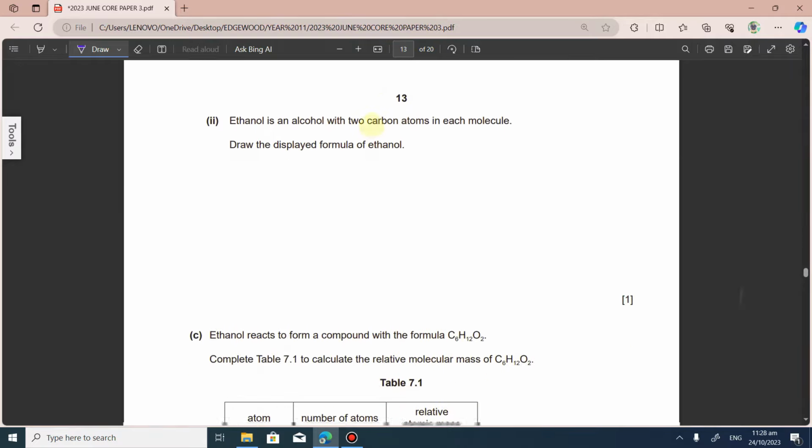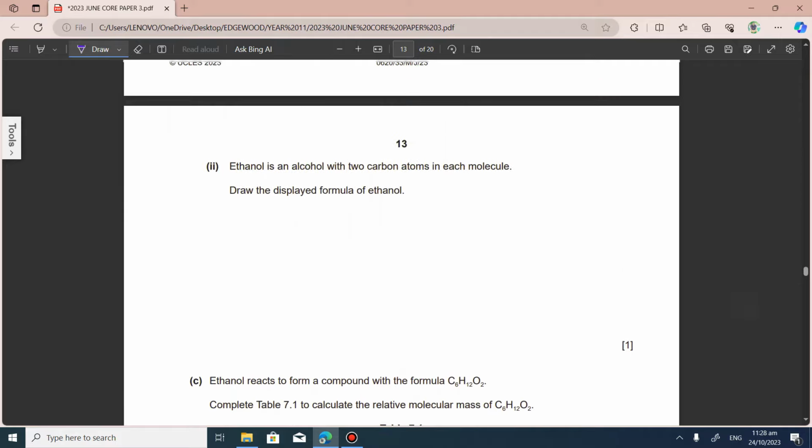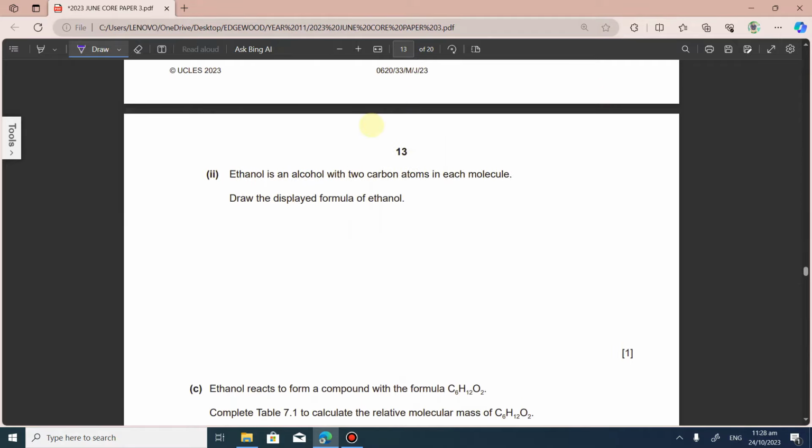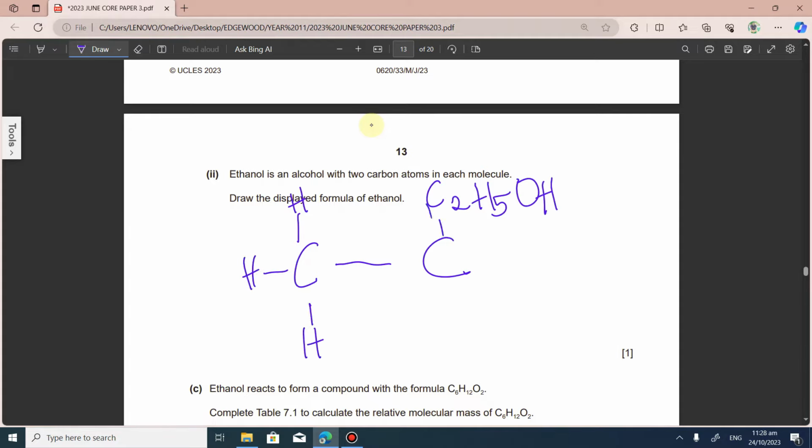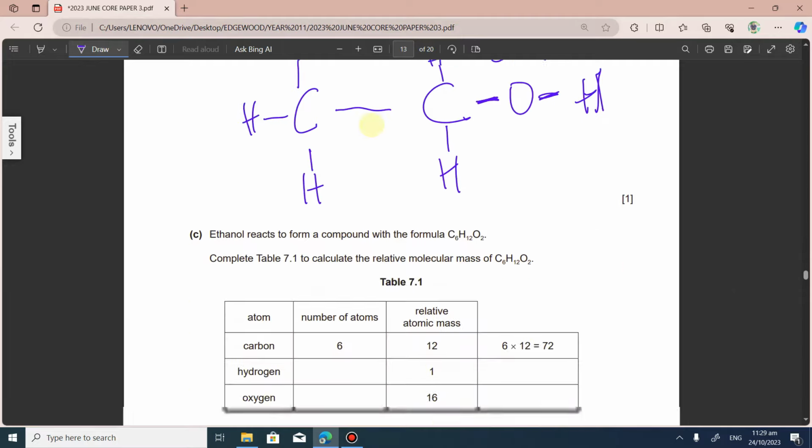Ethanol is an alcohol with two carbon atoms in each molecule. So draw the displayed formula of ethanol. The molecular formula of ethanol is C2H5OH. So drawing this, we have C, then H, H, and then 1, 2, 3, 4, 5. So we've attached the 5 hydrogens, and then we have the OH. So this is how to draw the displayed formula for ethanol.